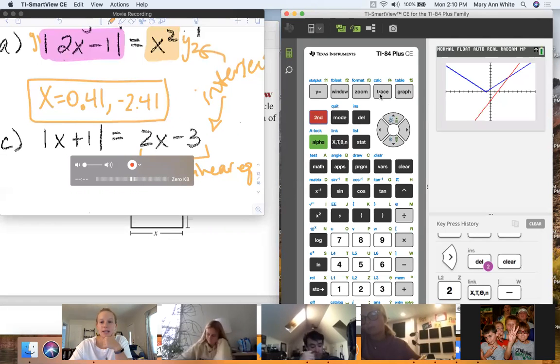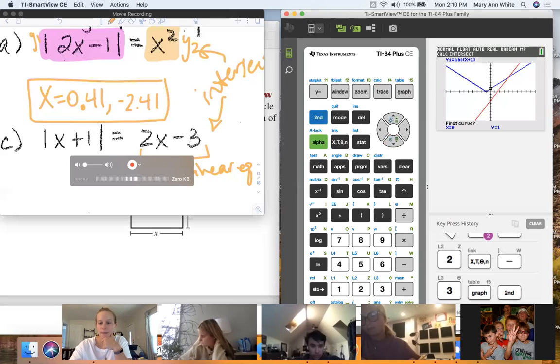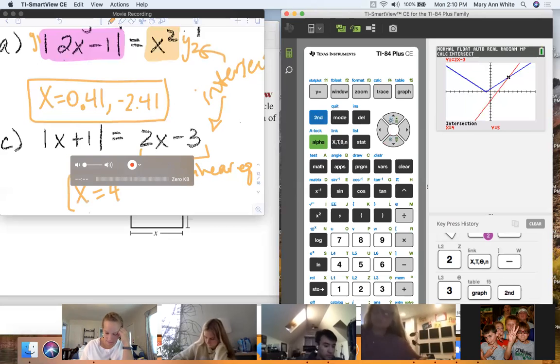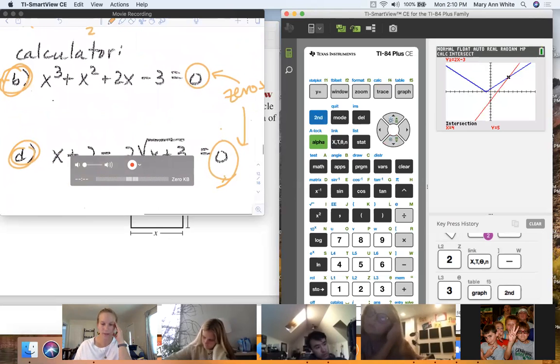So again, second trace, intersect, enter. That's my first curve. That's my second curve. Since there's only one intersection, I don't have to move my thing. It automatically finds that it's at x equals 4. Awesome. All right. Let's do the zeros. Let's do B and D.